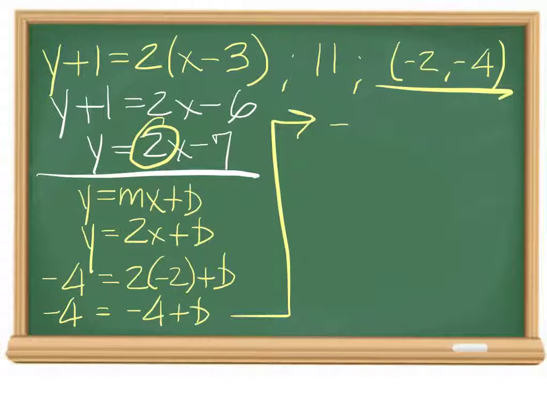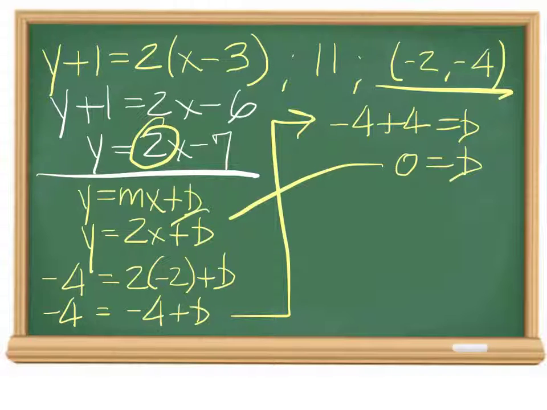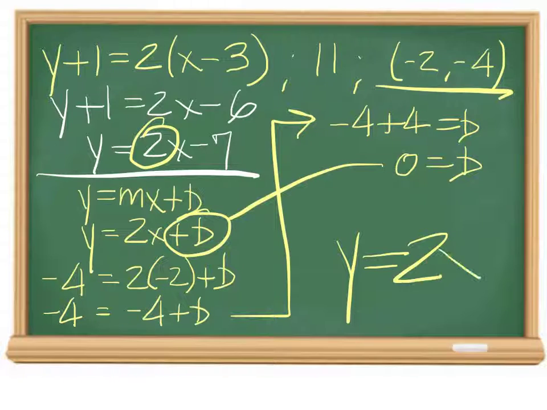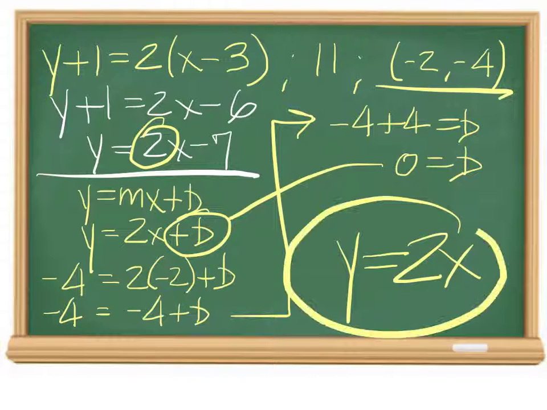Move that minus 4 to the left, make it plus 4, and come up with 0 for b. When you put that in right here, it becomes unnecessary. Your final answer is simply y equals 2x.